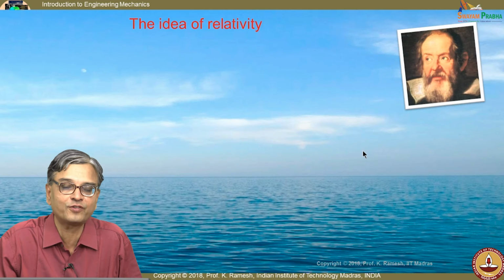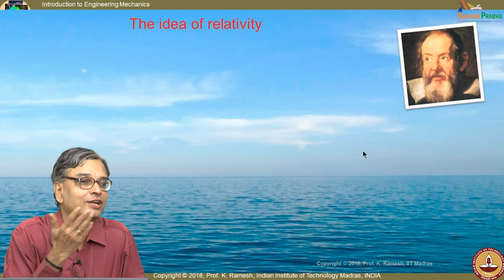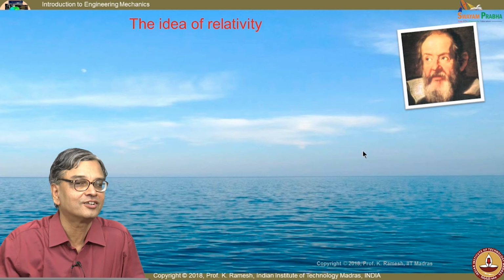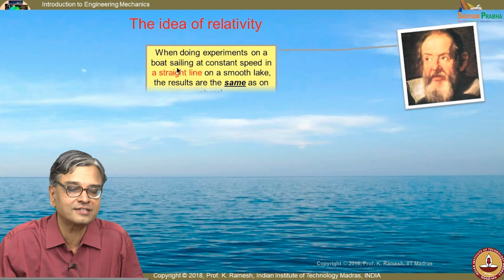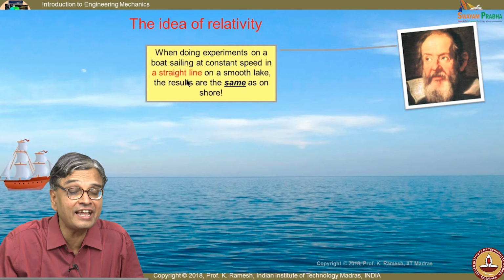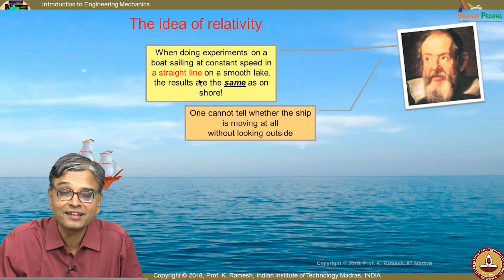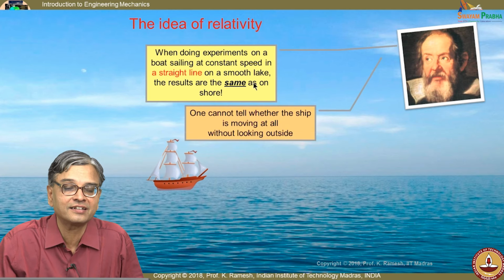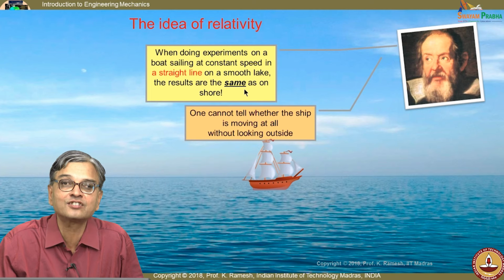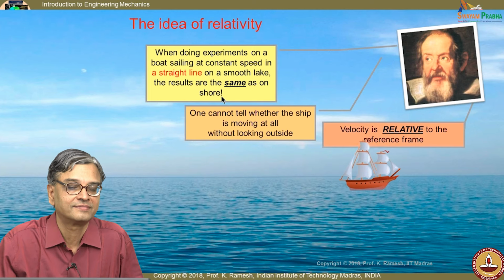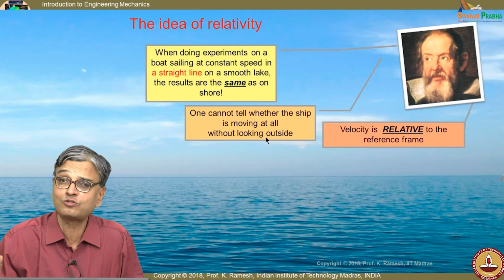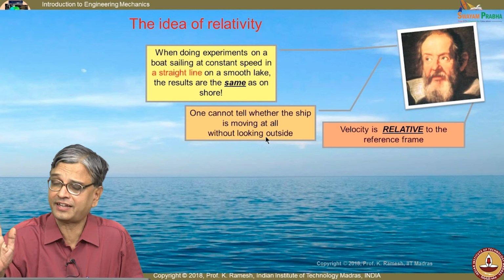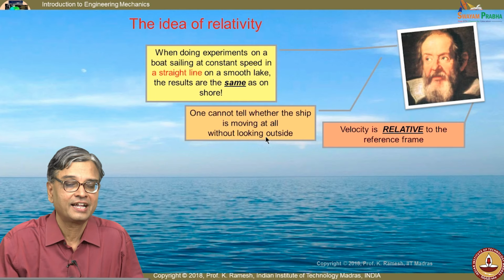And in those days, for locomotion, what you had? You had only boats. So, he said when doing experiments on a boat, sailing at constant speed in a straight line, that is very important, on a smooth lake, the results are the same as on shore. One cannot tell whether the ship is moving at all without looking outside. There is a great understanding.